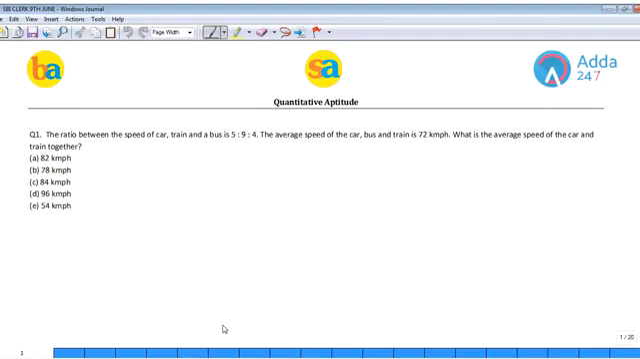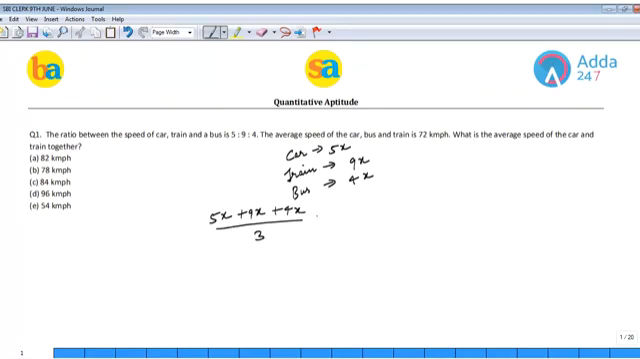So let the speed of car, train and bus be 5x, 9x and 4x. Car 5x, train 9x and bus 4x. So according to the question, (5x plus 9x plus 4x) upon 3 is equal to 72, because the average is 72 and these are three numbers, so we'll divide by 3. This implies 18x is equal to 216. This implies x is equal to 12.